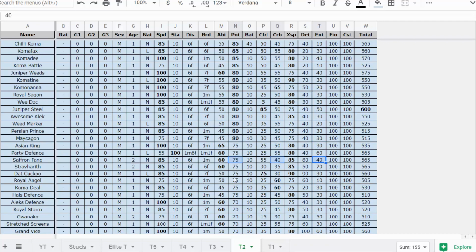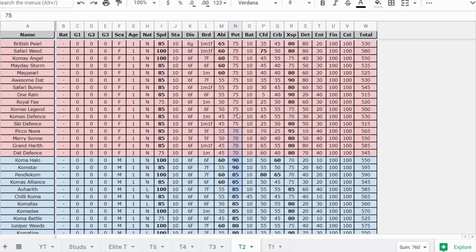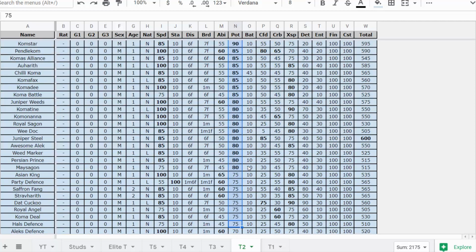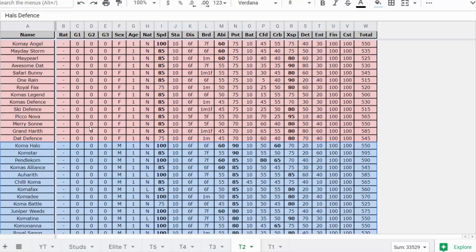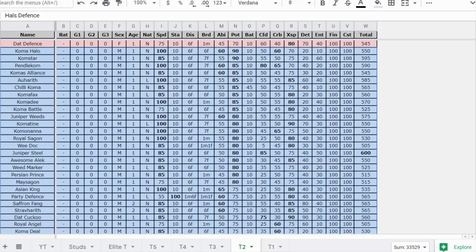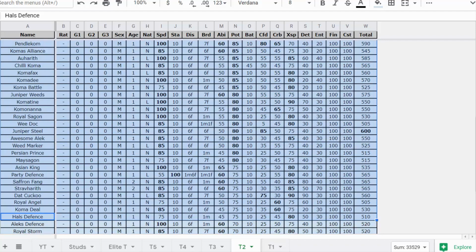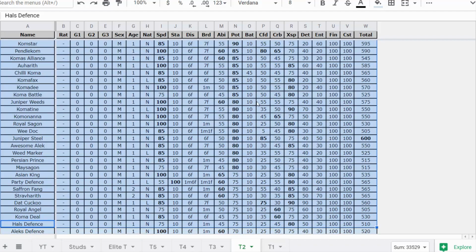And then we can put together another list. So anyone with 75 potential. So on this list alone, let's say we got everyone from Comstar down. That's not bad. That's not bad at all. Let's get everyone in. Great. So then we start looking at ability. And, okay, Saffron Fang had 60. Again, we do have some 45s on here.